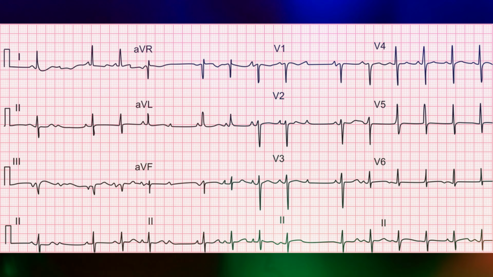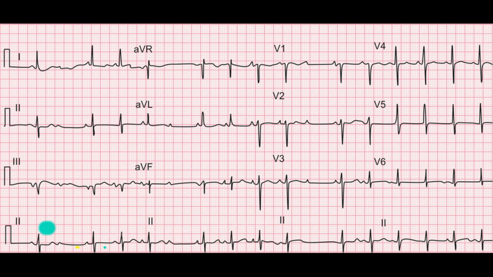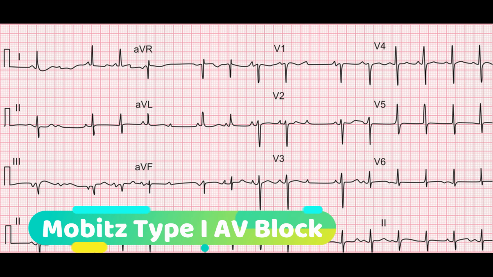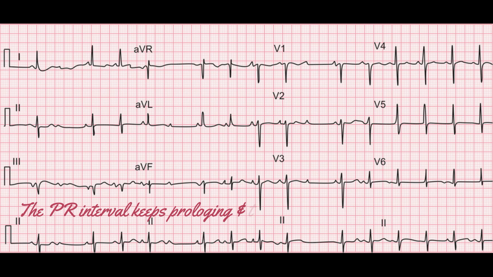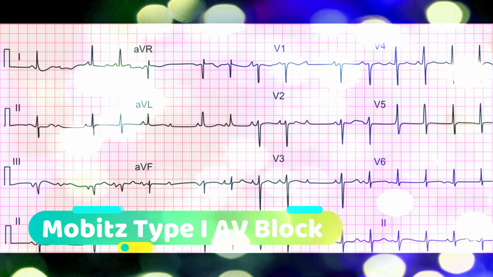What happens in Mobitz type 1? Normally in an ECG there is a constant PR interval which is of normal duration, that is less than 5 small squares. If the PR interval is more than 5 small squares, it is a first degree AV block. In second degree AV block, Mobitz type 1, the PR interval keeps on prolonging gradually and ultimately there is a P wave which is not followed by a QRS complex. That is Mobitz type 1 AV block.